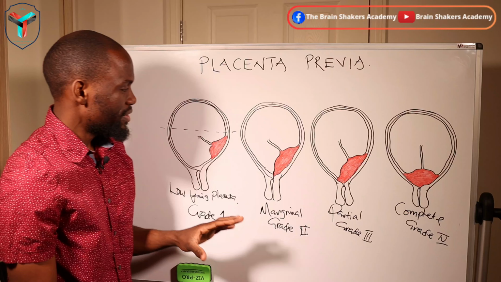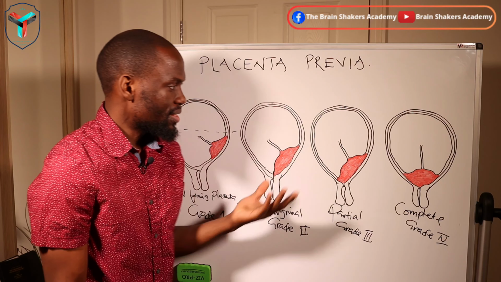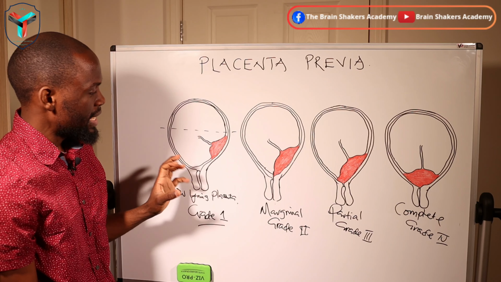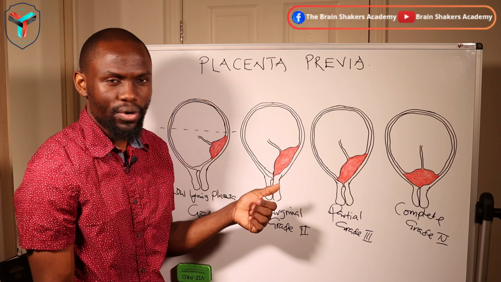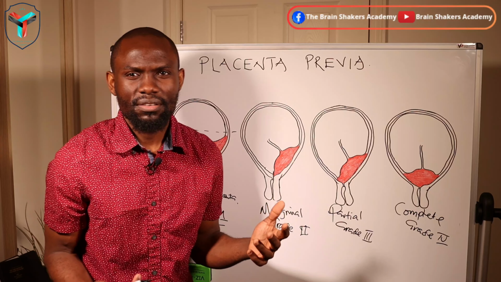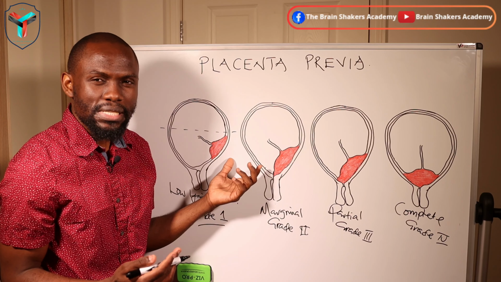Now, having looked at the different forms of placenta previa, what then are the risk factors for a placenta previa? You must note that people that use cocaine and cigarettes or smoking are at higher risk of developing a placenta previa. People that have had more babies also are at higher risk of developing a placenta previa.